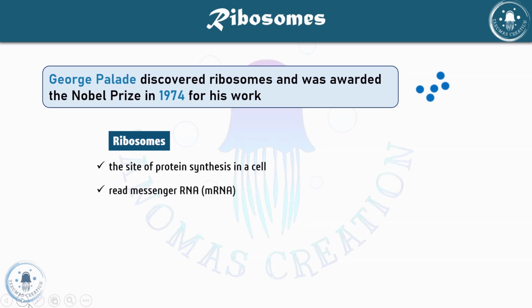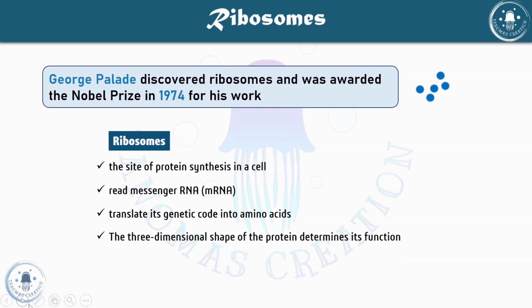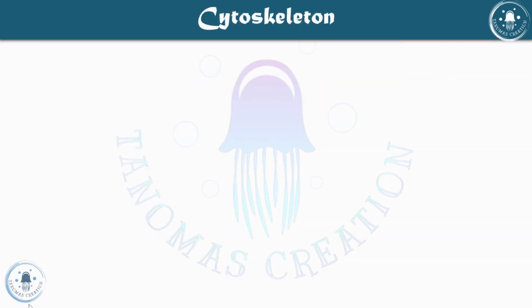It reads the messenger RNA and translates its genetic code into amino acids, and the three-dimensional shape of the protein determines its function. So all this protein-related work occurs in the ribosome only, right?